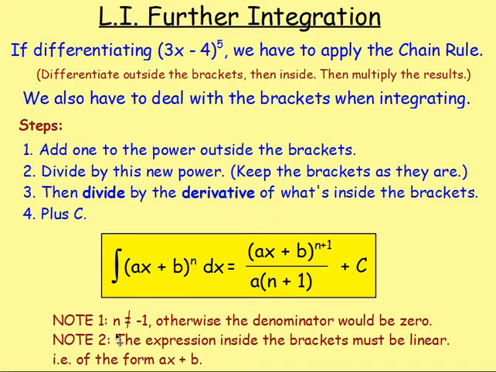Notes here for this. N cannot equal -1 here, because if you add 1 to -1, you get 0. So we'd be dividing by 0. For that, you would have to use another method, which will be introduced in advanced higher maths. And also the expression inside the brackets must be linear. So you cannot have an x squared inside the brackets.